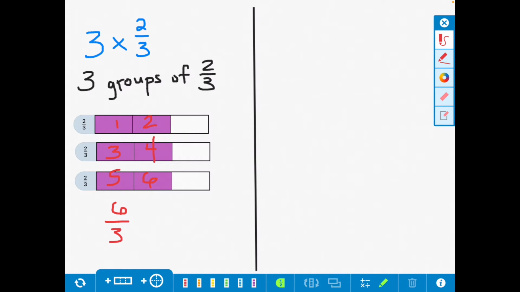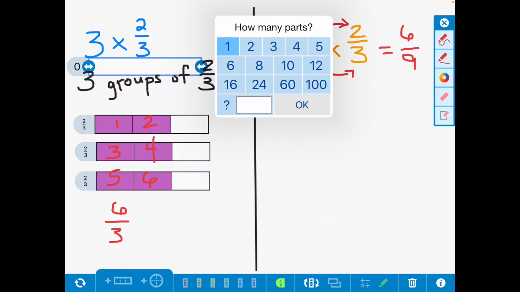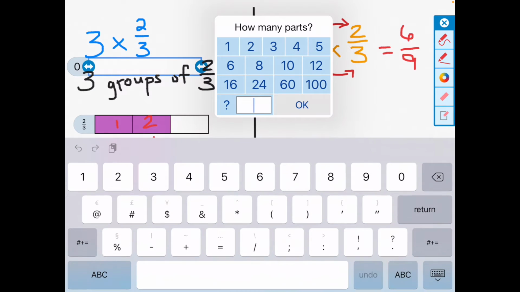So why this is really super important is because when kids try to do the method of just multiply across, so I'm going to write this on the other side, 3 times 2/3. When kids try to multiply across, they say 3 times 2 is 6 and 3 times 3 is 9, and they get an answer of 6/9. This isn't right.